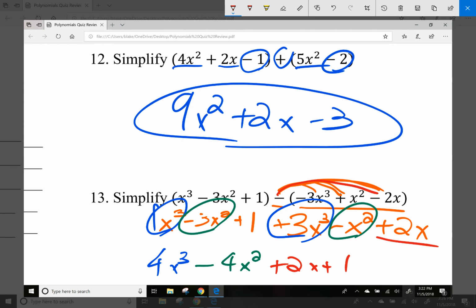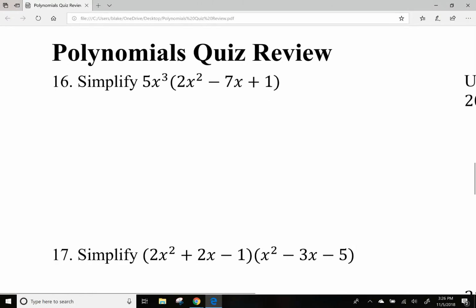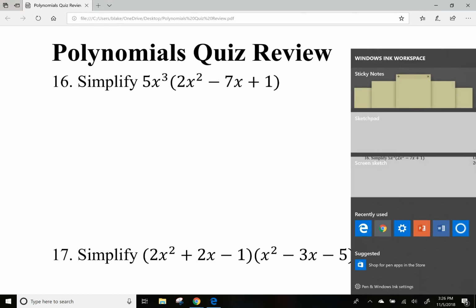So there's your answer. Subtracting is the same thing, just combining like terms, but be very, very careful with your whole minus thing, okay? Because people get those things wrong all the time. Let's move to multiplying. So with number 16, I'll just do that quickly. It's just distributing.